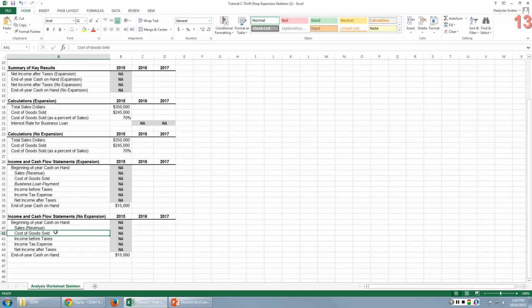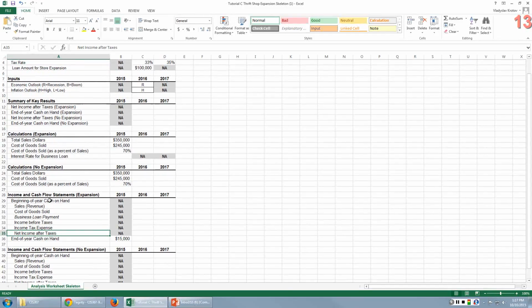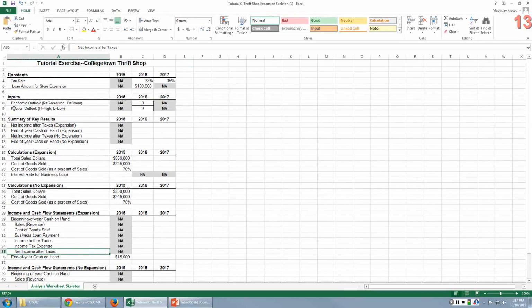But again, if you want to learn more about cash flow statements and income statements, go to Wikipedia. I think they have very good articles describing what those things are all about. But the idea here is that you want to look both at your earnings as defined by accounting regulations and at your cash flows. And you want to look at those statements given the kind of scenarios that you have in mind about economic outlook, inflation, and whether you borrow money for expanding your store or not.